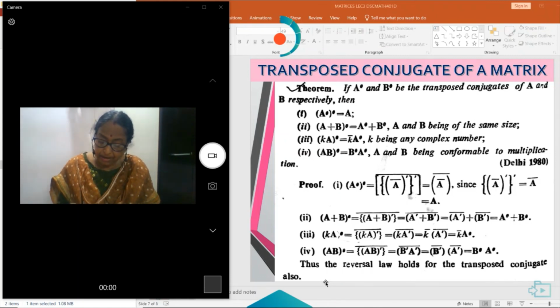Now, AB theta can be written as AB dash bar, which is equal to B dash into A dash, the bar, is equal to B dash bar into A dash bar, is equal to B theta and A theta. Thus, the reversal law holds for the transpose conjugate.